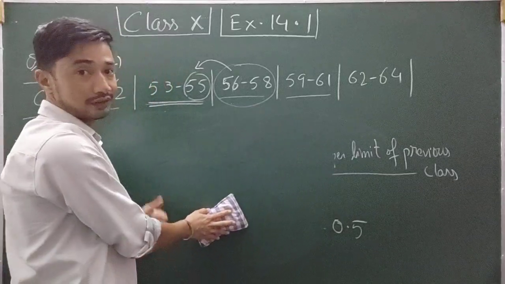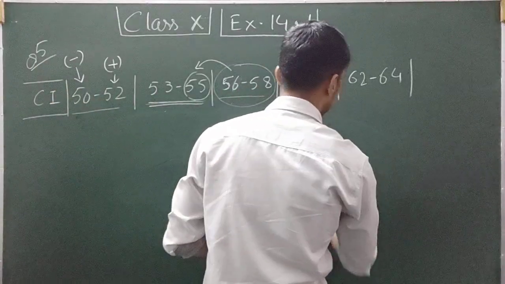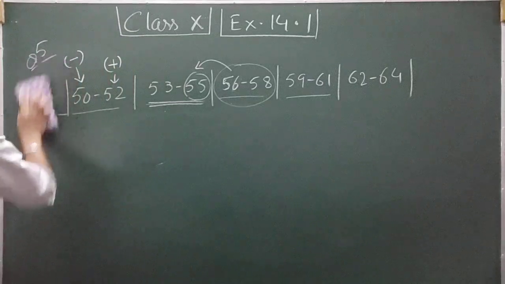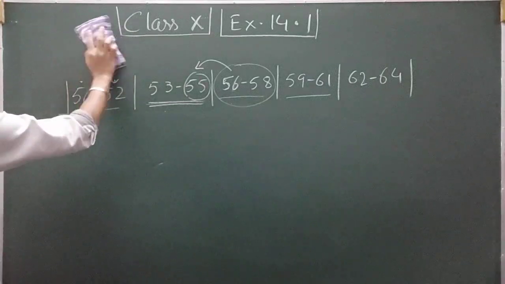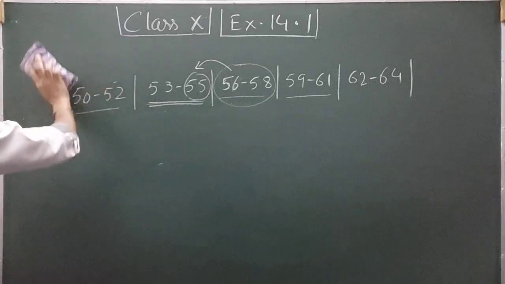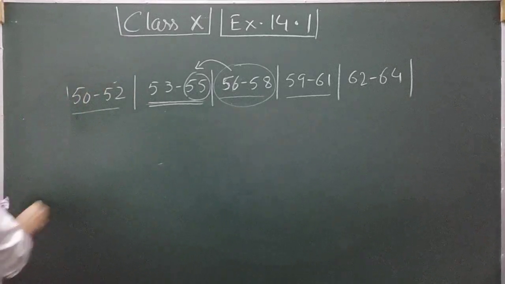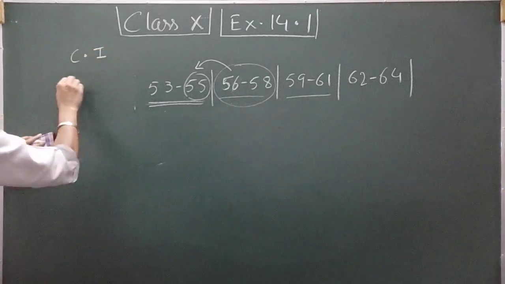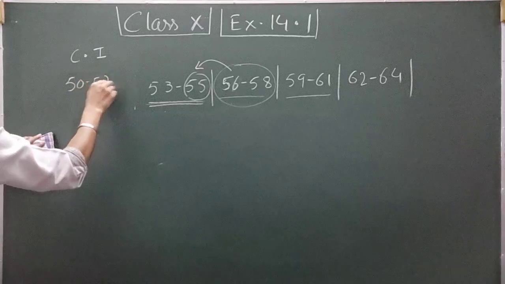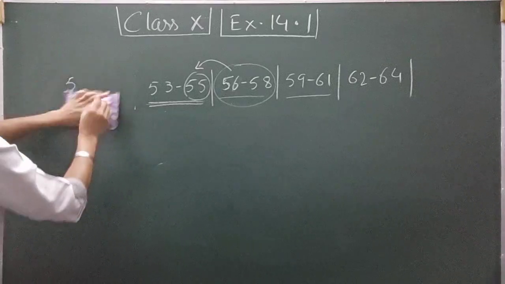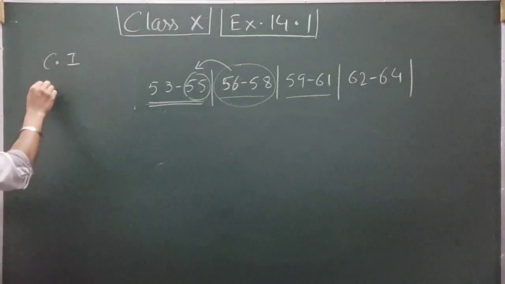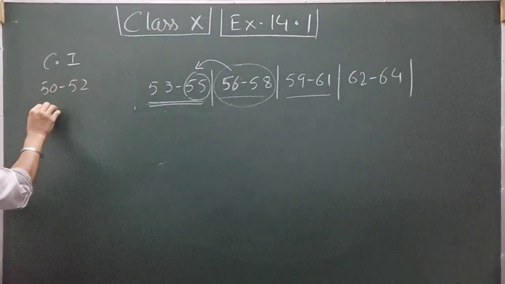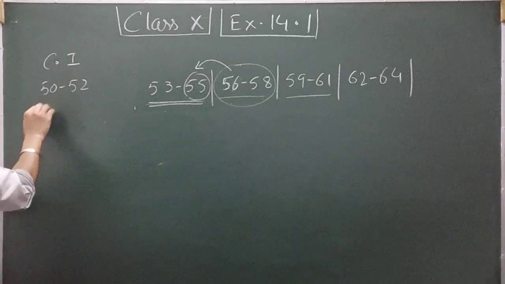I hope you've written it down. You can just pause, go back and pause the video and write it down. Okay, so class, I'll just start from this table. Class interval, 50 to 52. Class interval 50 to 52. So what I'll do now is, okay, I'll just write down, no problem.